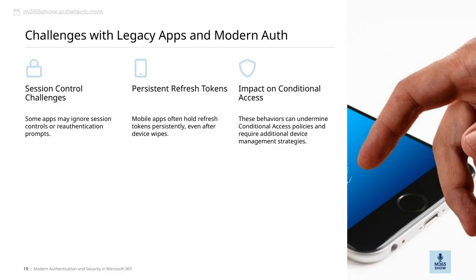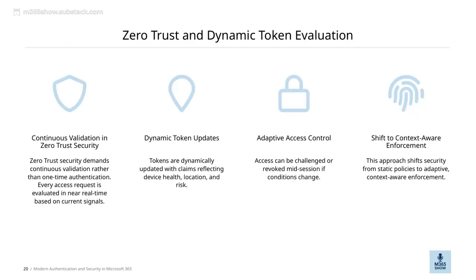Another challenge is that some apps simply ignore session controls or re-authentication prompts. This means they might bypass the safeguards we've put in place, making it harder to enforce our security policies consistently. Overall, understanding these behaviors is vital because they impact how effectively we can control access and protect our data in a modern, cloud-first environment. Now, let's explore zero trust and dynamic token evaluation.